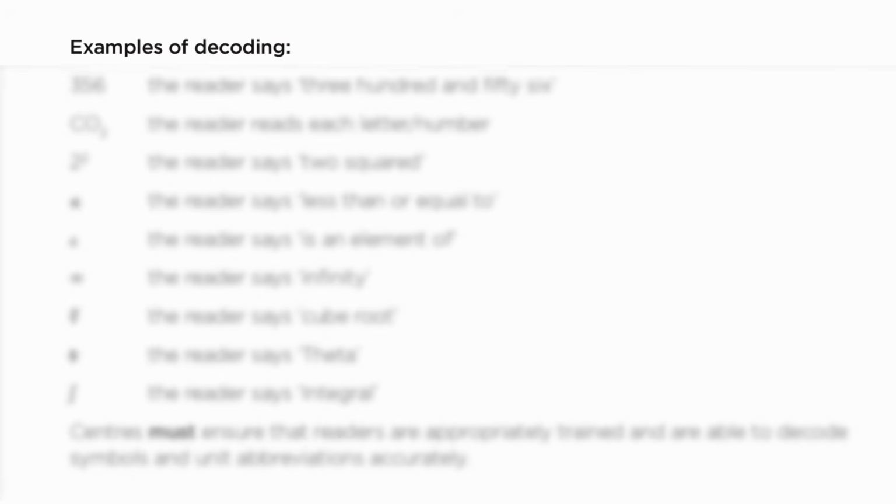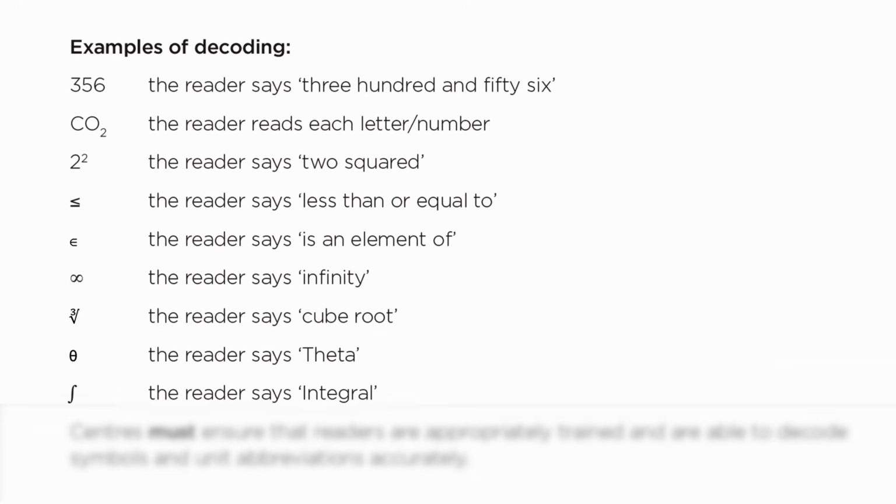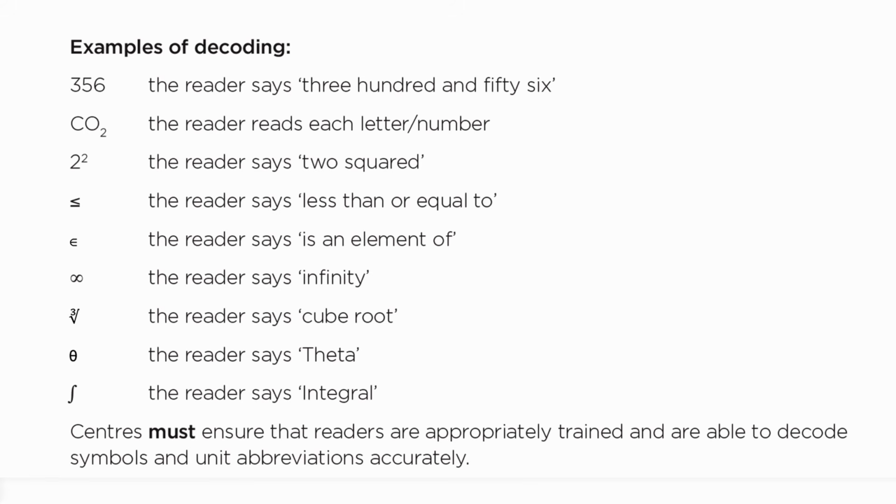Examples of decoding include: the reader says three five six. The reader reads each letter and number, C O 2. The reader says 2 squared. The reader says less than or equal to. Centres must ensure that readers are appropriately trained and are able to decode symbols and unit abbreviations accurately.